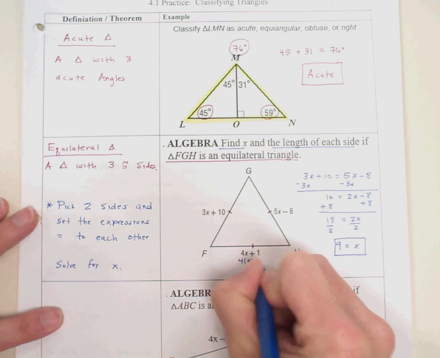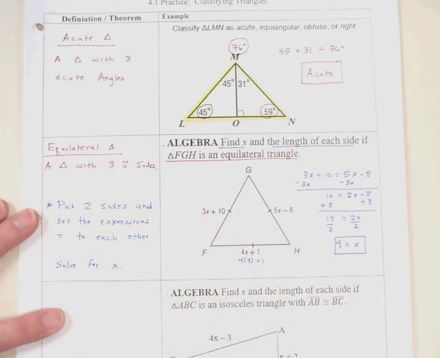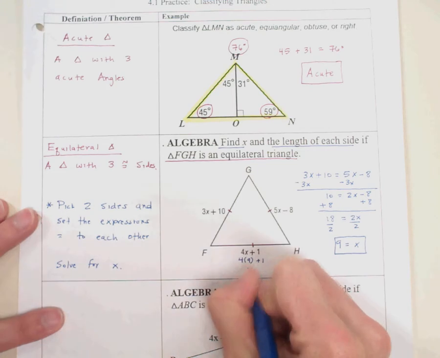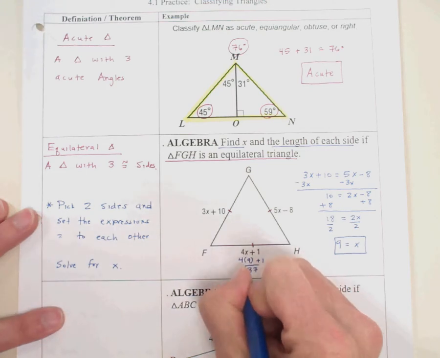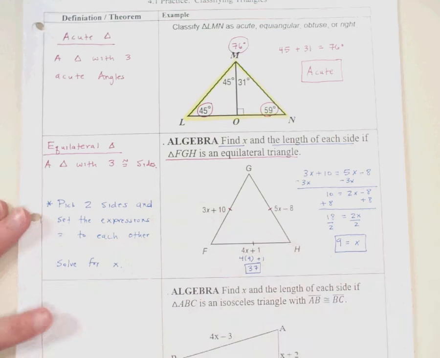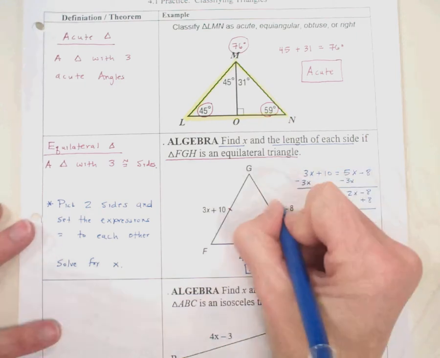I have 4 times 9 plus 1. 4 times 9 is 36. 36 plus 1 is 37. Now, since this is an equilateral triangle, all sides should be 37. If not, I probably made a mistake in solving my equation. I'm going to go ahead and plug it in and just double check my work.